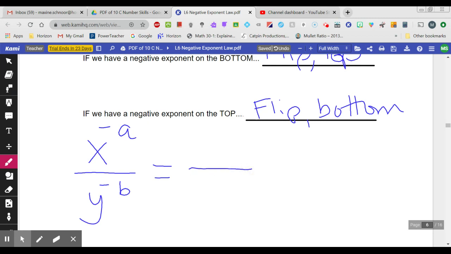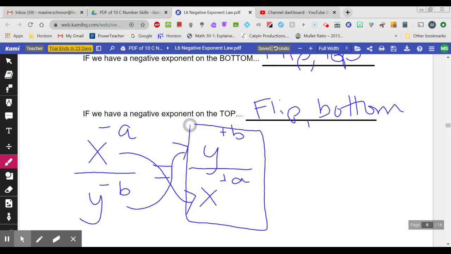So if I have a negative exponent on the bottom, what I do is I bring it to the top. Now remember, bases never change. So your base is going to still stay as y, but that negative b is going to change to a positive b. If it's a negative on the top, the base stays the same, and the negative a becomes a positive a. And that's it. That's the negative rule. You just switch things upside down. You flip them over.